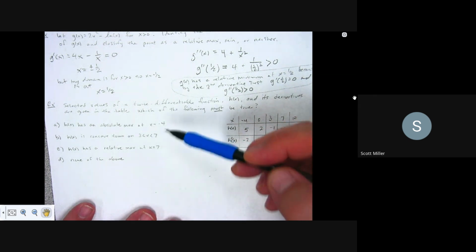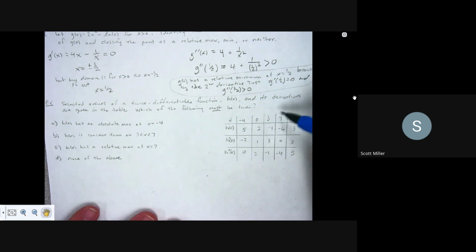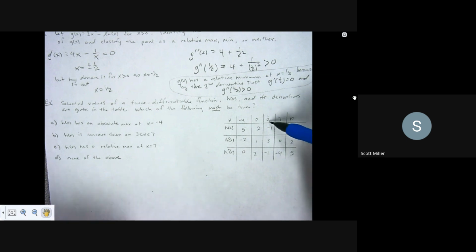h is concave down from 3 to 7. Well, it may seem like it could be, but the problem is I don't know what's in between here. Does it go up and down? If it says it's concave down for this entire interval, I don't know if it goes back up or comes back down. I don't know if h does that, so I don't know if that's all concave down. Again, we don't have enough information.